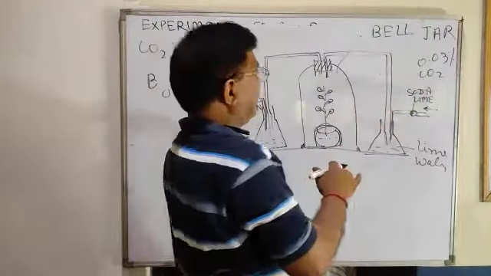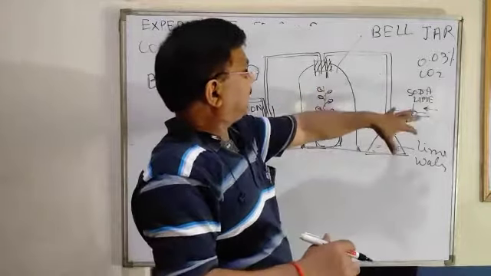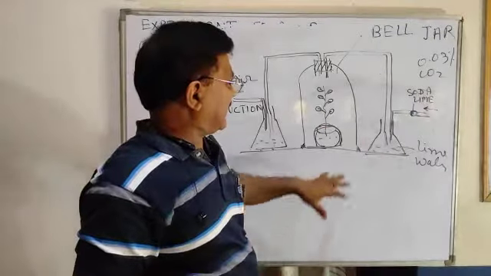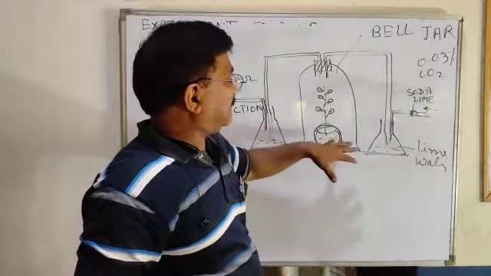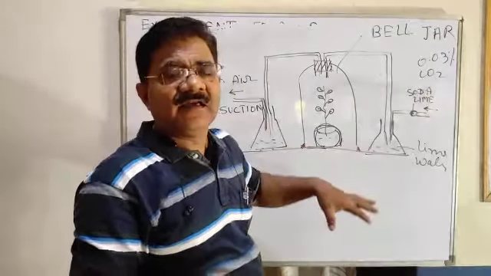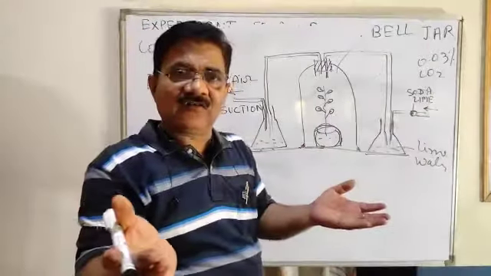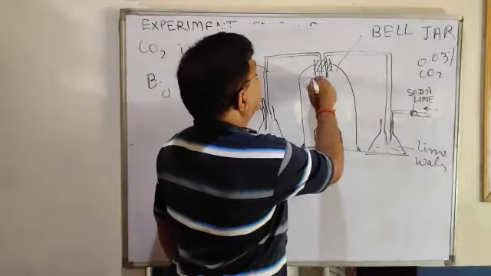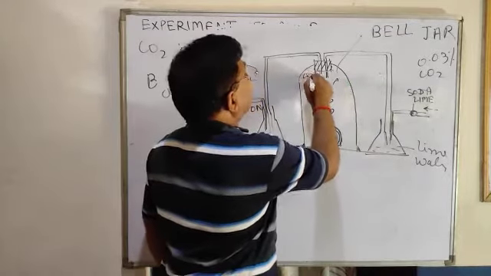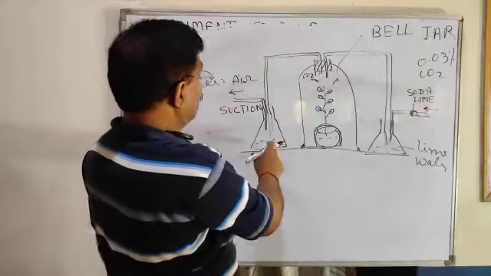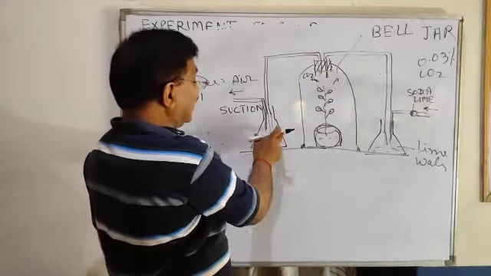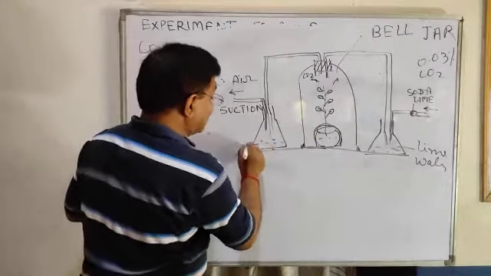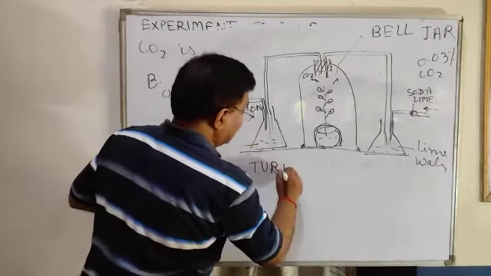Now what will happen? This air which comes here will not contain carbon dioxide. This potted plant will respire. It will release carbon dioxide. But how can you say? It will release carbon dioxide, and that carbon dioxide will go through this pipe to the conical flask containing lime water, and this lime water turns milky.